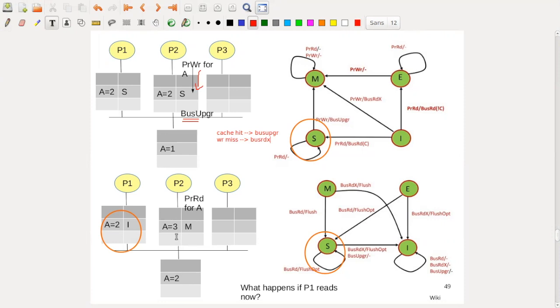So now the question for you is, what happens if processor 1 tries to read? At this point in time, when this is I, this is M, and this is A equals 2, what happens if processor 1 tries to read? Yeah, there's a small error here. This should have been A equals 2. It was already A equals 2 from the previous slide. But in any case, the question is, what happens at this point if P1 tries to read?